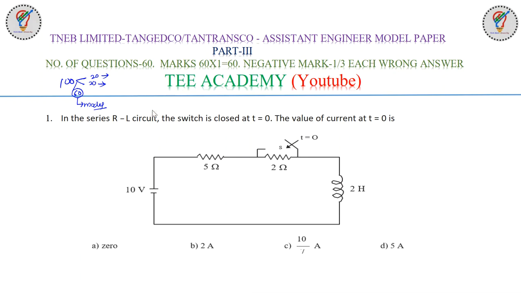This question paper has 60 questions. Each question carries 1 mark, 60 marks in total, and there is negative marking of one third of a mark for each wrong answer. In this paper, I am only discussing the part 3 technical paper. I am not discussing the general studies paper and basic engineering paper here.